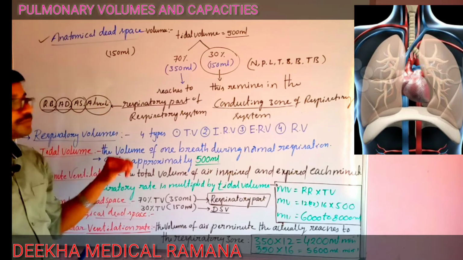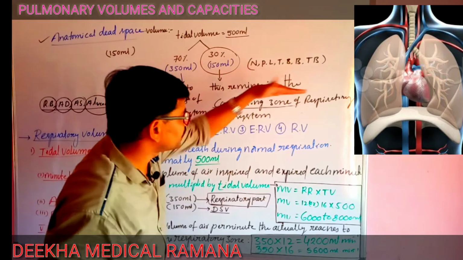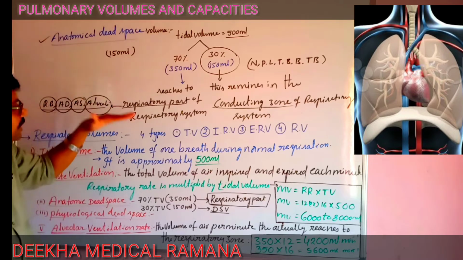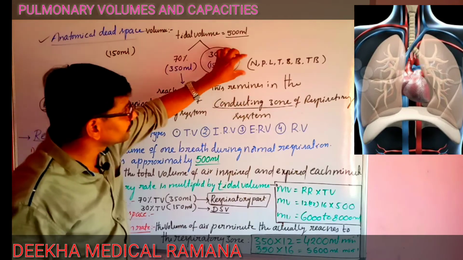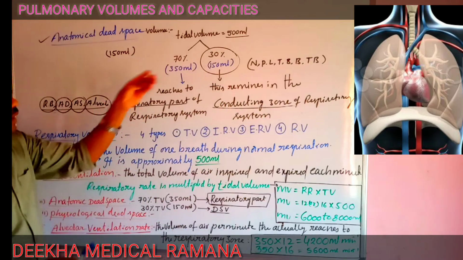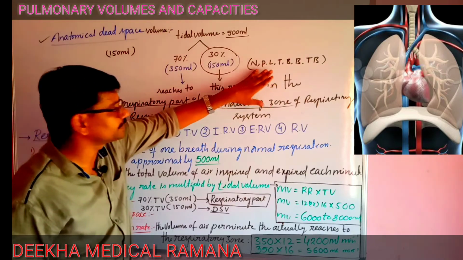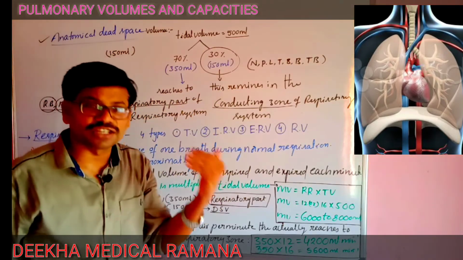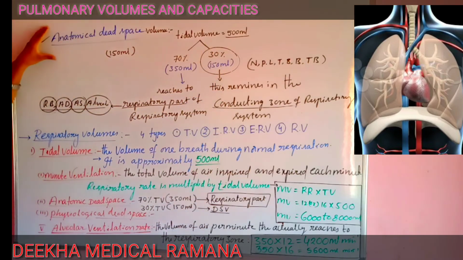I think you have understood the difference between the respiratory part and the conductive zone of the respiratory system. That means among the total tidal volume, only 70% reaches the respiratory part of the respiratory system. 30% remains in the respiratory tract, which is nothing but the conductive zone. The air that remains in the conductive zone is not involved in the exchange of gases, not involved in external respiration. This is called anatomical dead space.